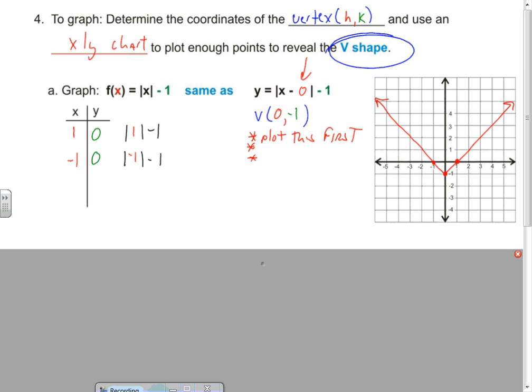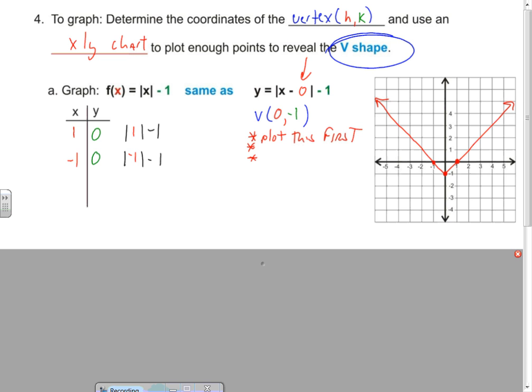Newsflash. If your points don't look like a V, what is the only logical conclusion? You made a mistake, all right? If you don't get a V, you made a mistake. I don't know why on tests and quizzes, students know it's a V, and they give me something that's not a V. It's not going to be right. Now, you may have to because you're running out of time. But if you don't run out of time, you know you did something wrong. It's got to be a V.